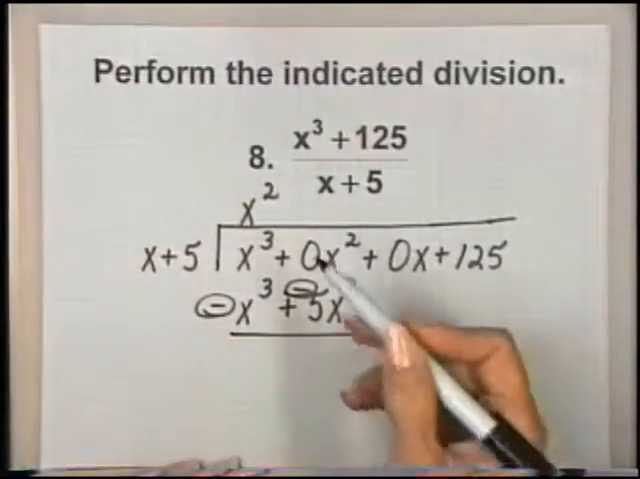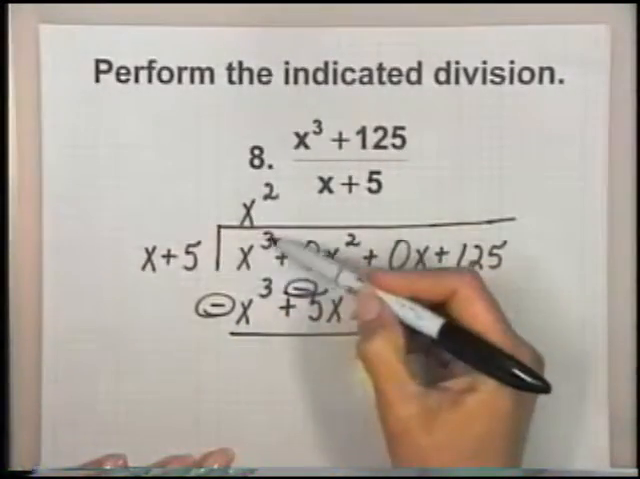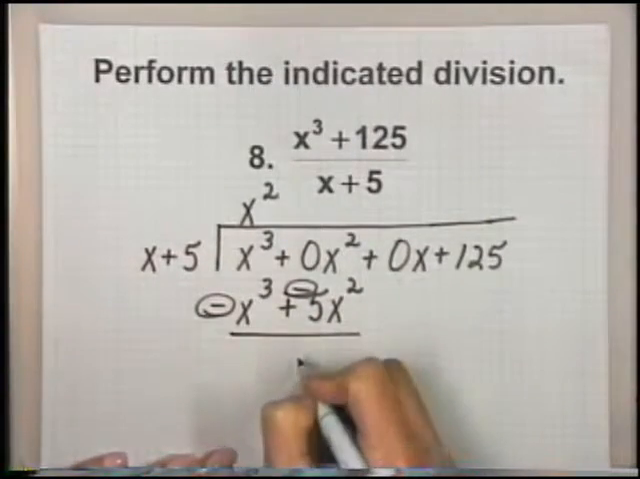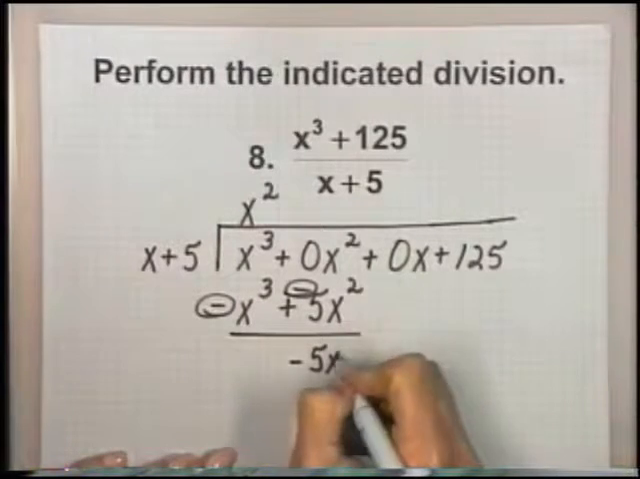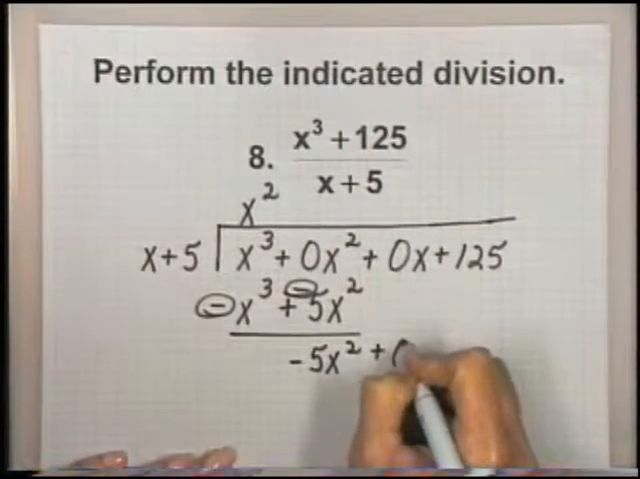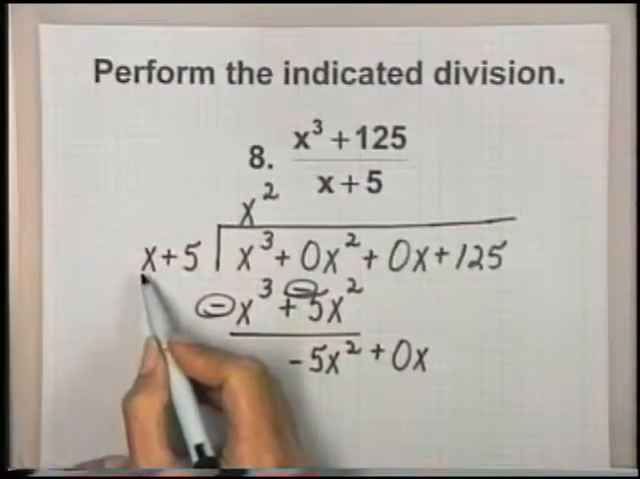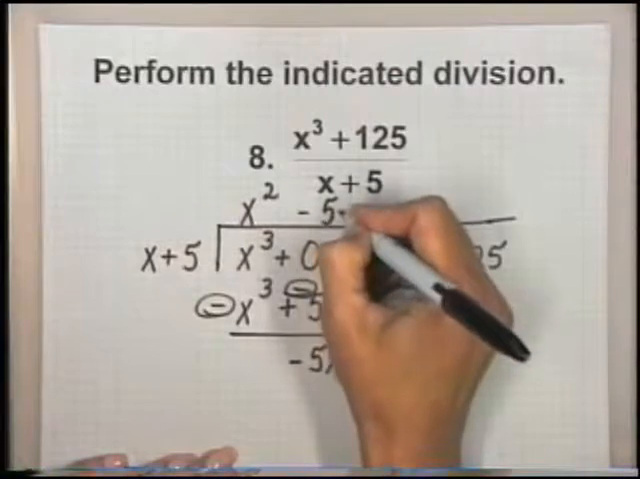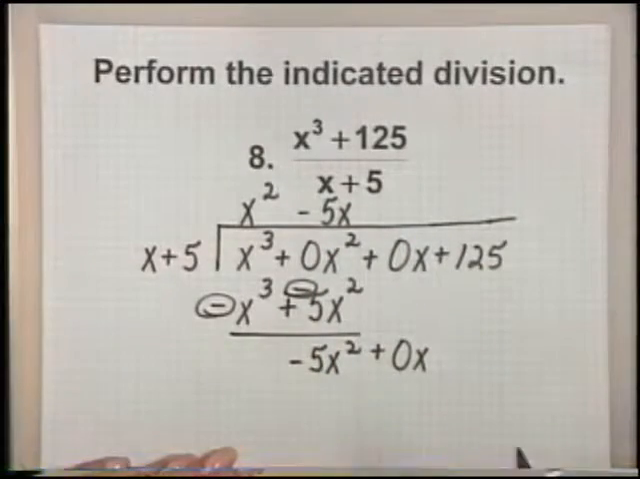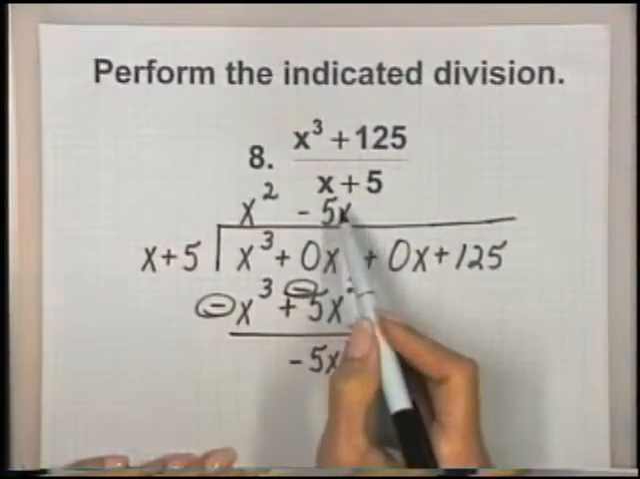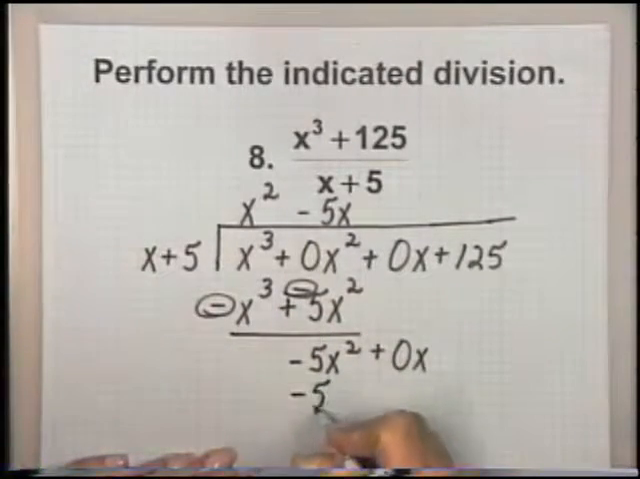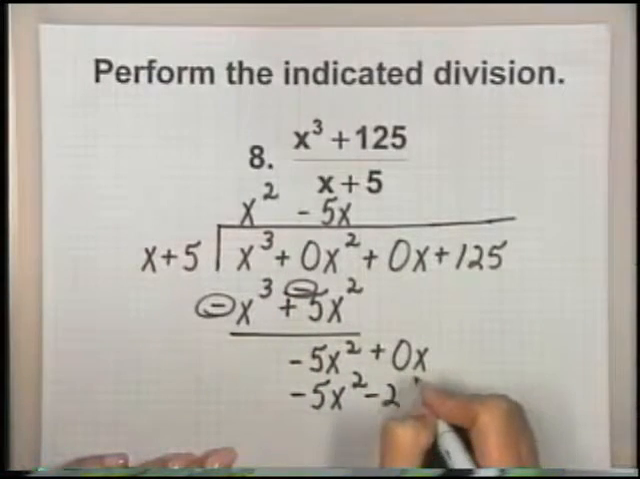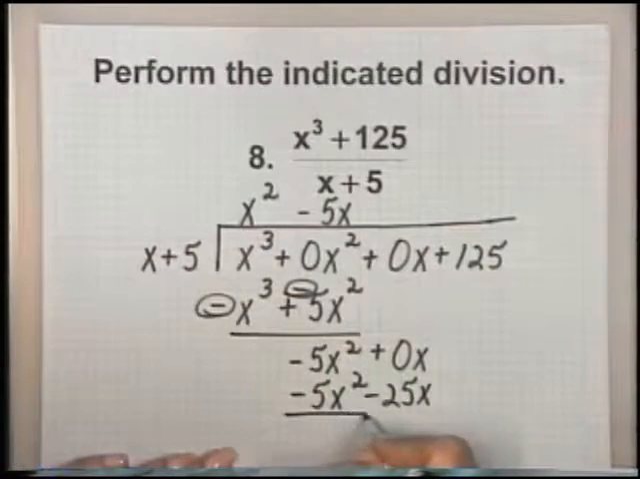Let's subtract by changing those signs and combining like terms. X cubed minus x cubed is 0x cubed. 0x squared minus 5x squared is minus 5x squared. Let's bring down the next term. Let's divide the x into the minus 5x squared. It will go minus 5x. Let's multiply. Minus 5x times x is minus 5x squared. Minus 5x times 5 is minus 25x.